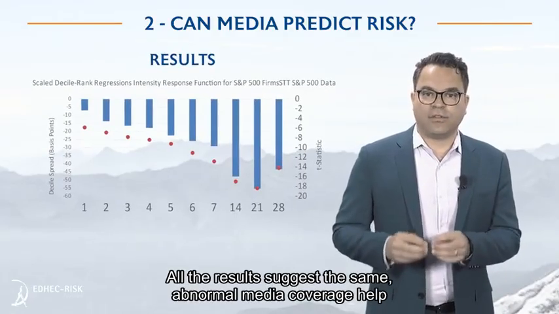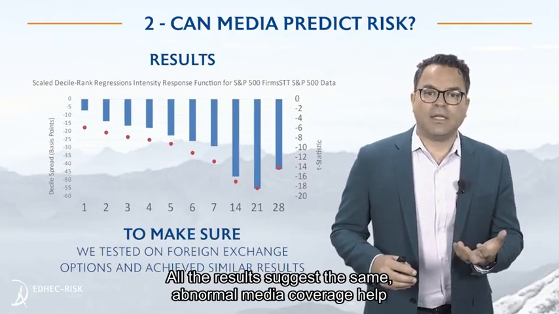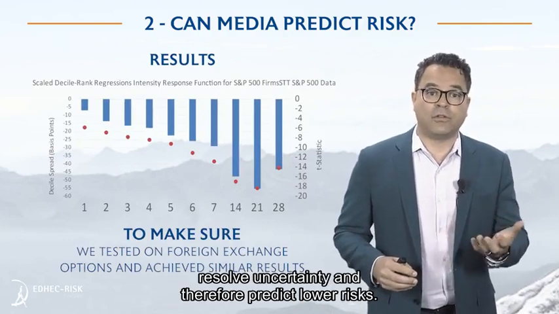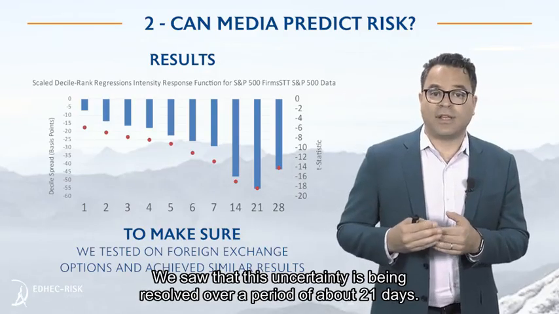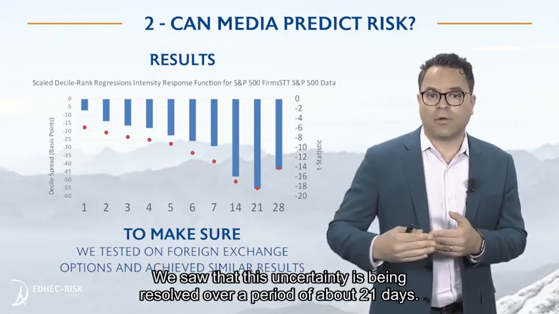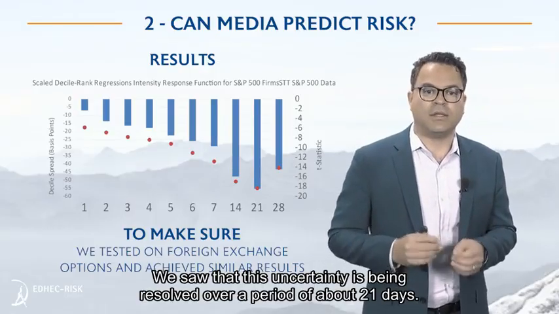All the results suggest the same. Abnormal media coverage helps resolve uncertainty and therefore predicts lower risks. We saw that this uncertainty is resolved over a period of about 21 days.